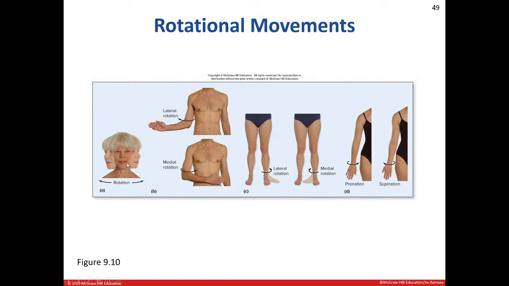Rotation at the neck, we can turn left and right. Lateral rotation here for the forearm is bringing it toward the front of the body or back away from the body. Lateral rotation away, medial rotation, rotating it medially. And what we're actually rotating here is not the forearm, but the humerus. The humerus is the one rotating in this instance.